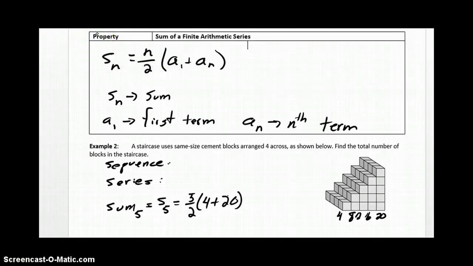The formula is S sub n equals n over 2 times the quantity a sub 1 plus a sub n. So in order to know the sum of this series, we have to know a sub 1, the first term, we have to know a sub n, the nth term, and we have to know n, how many terms there are in the series.